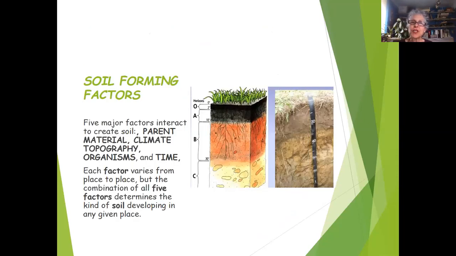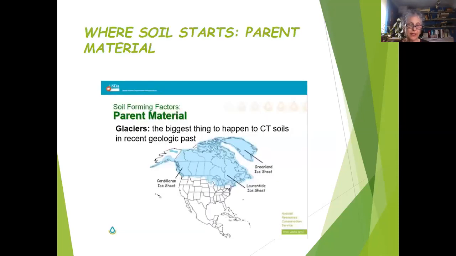So now I'm going to switch gears and talk about how soil is formed. So there are 5 major factors which interact to create soil: the parent material, the climate, the topography of the land, the organisms and life in and on the soil, and time, how much time has passed. So each of these factors varies from place to place, but we need all 5 of these factors to determine what kind of a soil will develop in any particular place and how quickly the parent material or rocks break down.